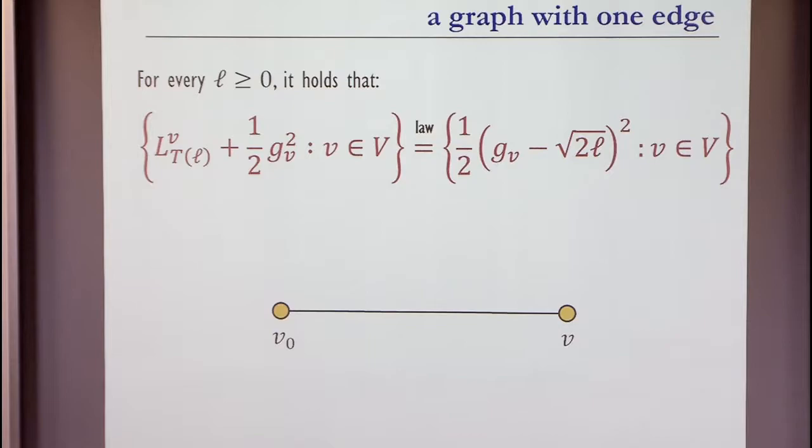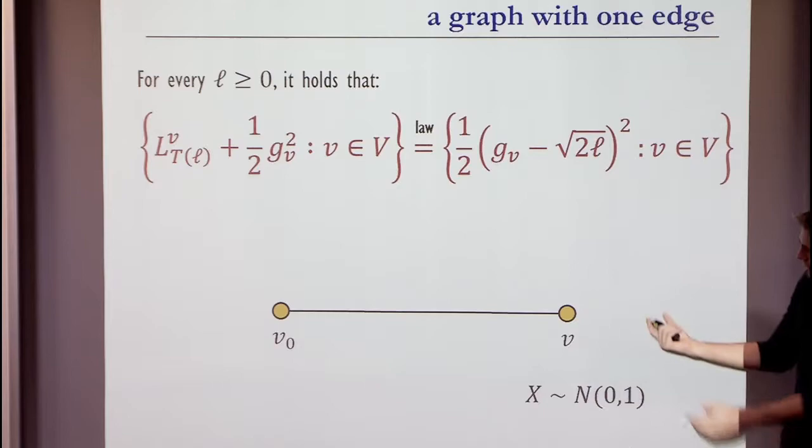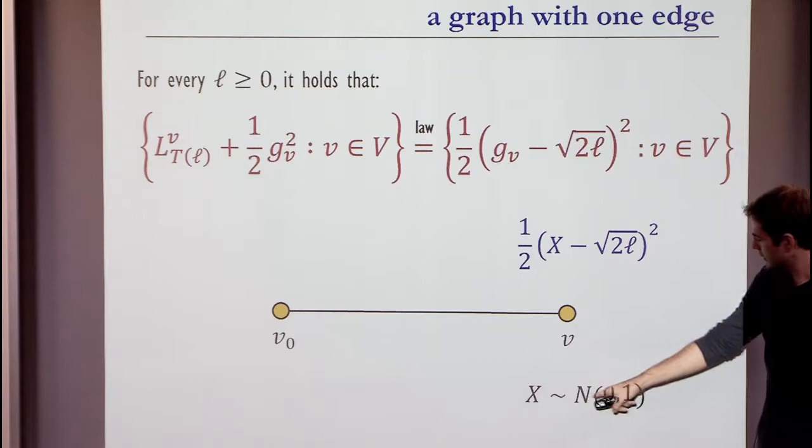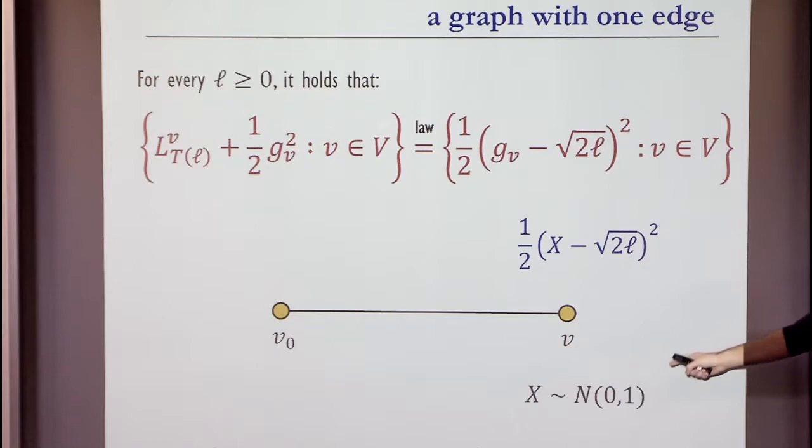The only interesting thing is what the law says about GV. Okay, so just something about one random variable. So what's the distribution of GV? Well, the effective resistance between V0 and V is 1. So this GV is just a normal 0, 1 random variable. So I'm just writing the right hand side, for GV, it's just half a normal 0, 1 shifted and then squared. That's the right hand side. So what we're doing is we're just seeing what this theorem says for a single edge graph, and in that case there's only one interesting random variable on the right hand side.